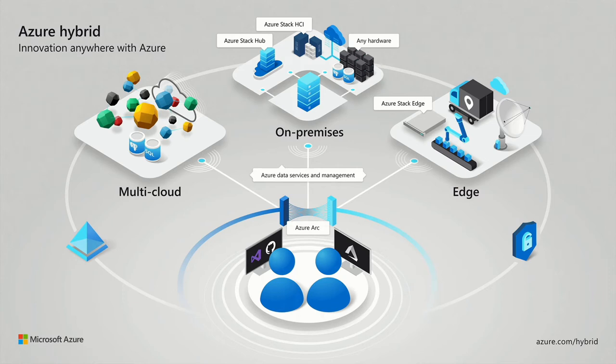One is servers and Kubernetes clusters. They can run anywhere, either in your data center, on bare metal servers, or on Azure Stack infrastructure, or even Azure Stack Edge. And then we have multi-cloud, which is running in one of the mainstream public cloud environments. So that is the infrastructure layer.